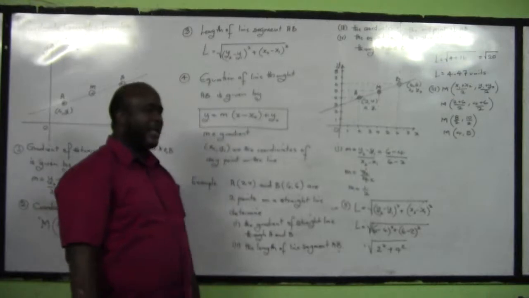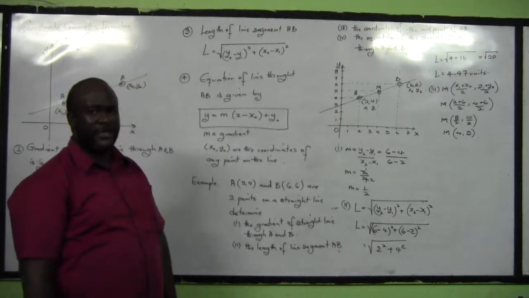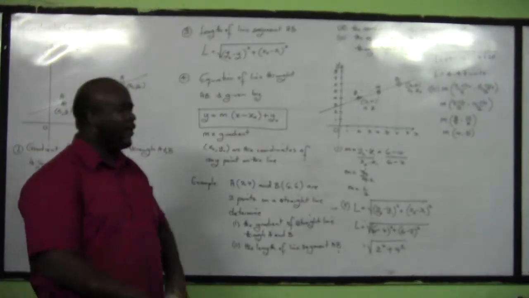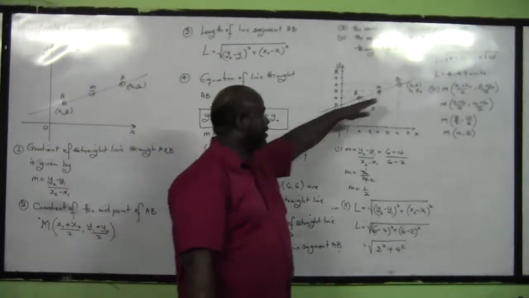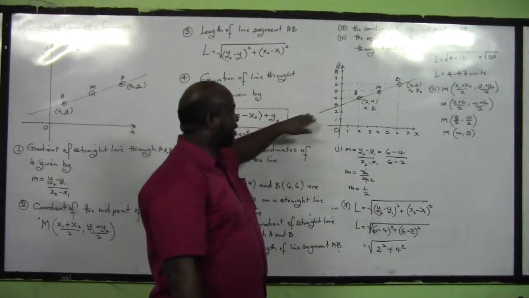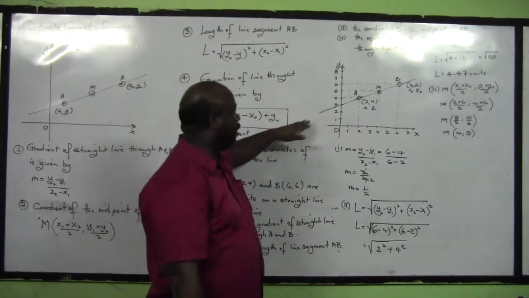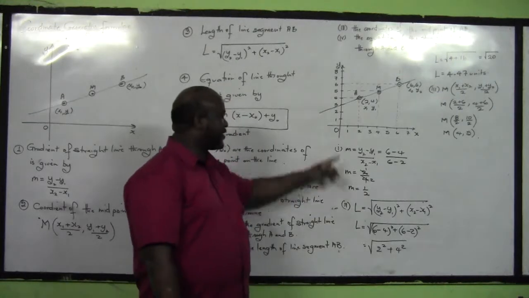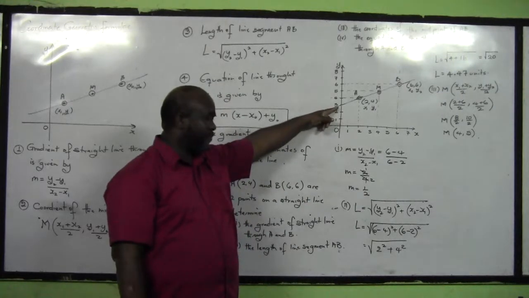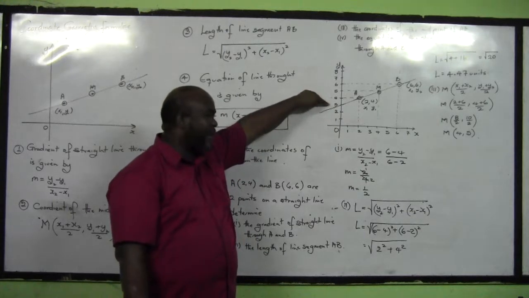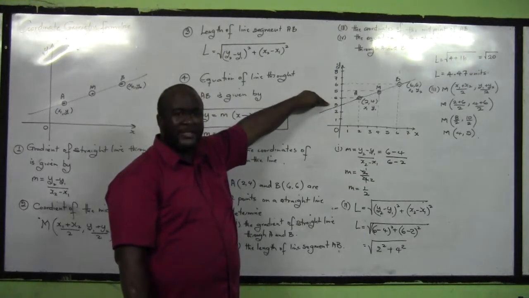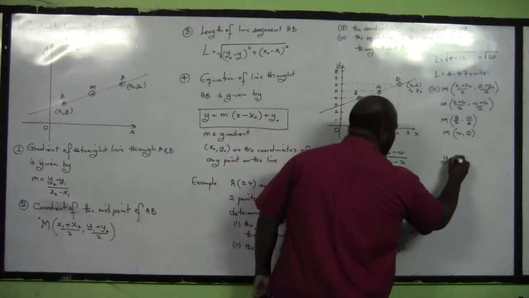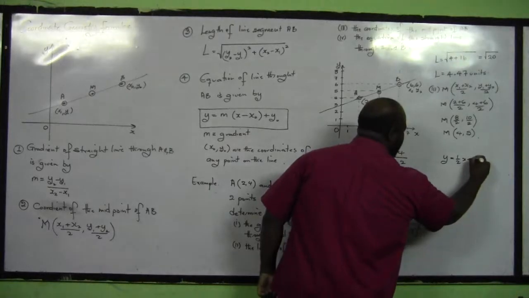Lastly, the equation of the straight line. First of all, what is the gradient? Can I tell that I know the equation of this line already? What is the y-intercept? What is the number where the graph cuts the y-axis? 3. The y-intercept is 3. I bet you any money, the equation of the line is y is equal to a half x plus 3.